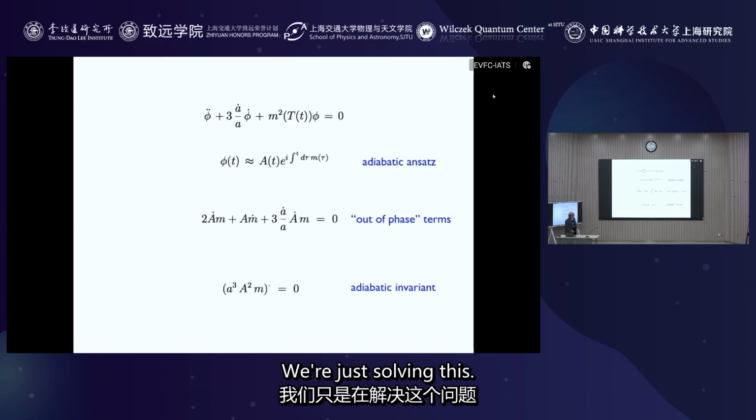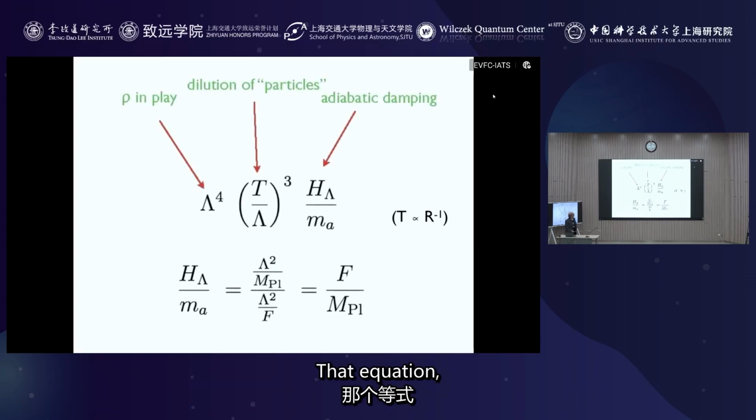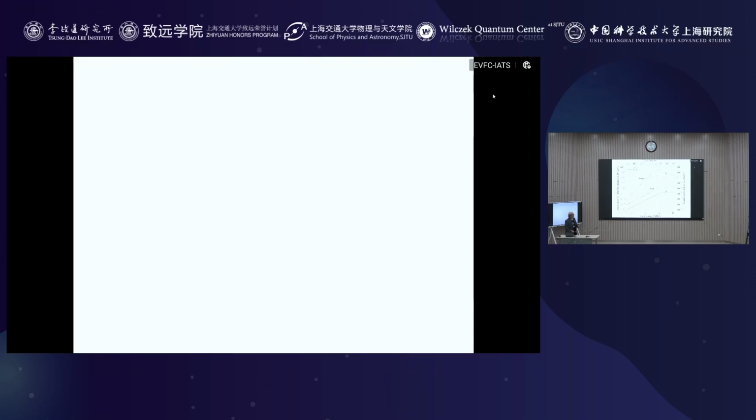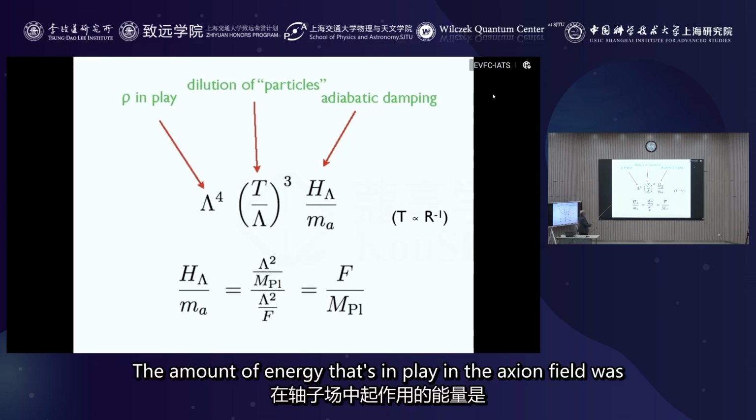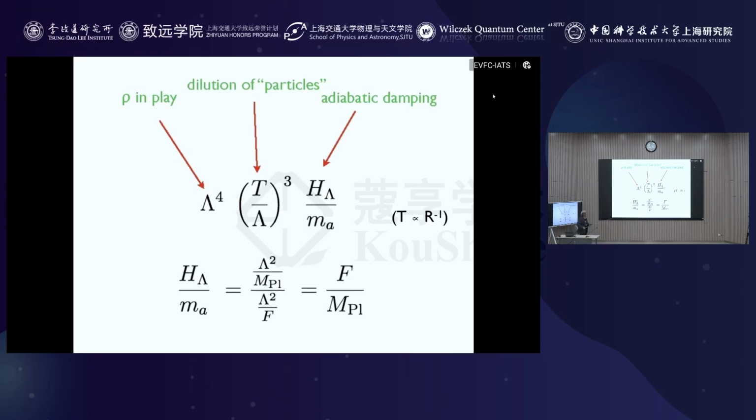So we're just solving that equation. The amount of energy that's in play in the axion field was the QCD scale to the 4th.